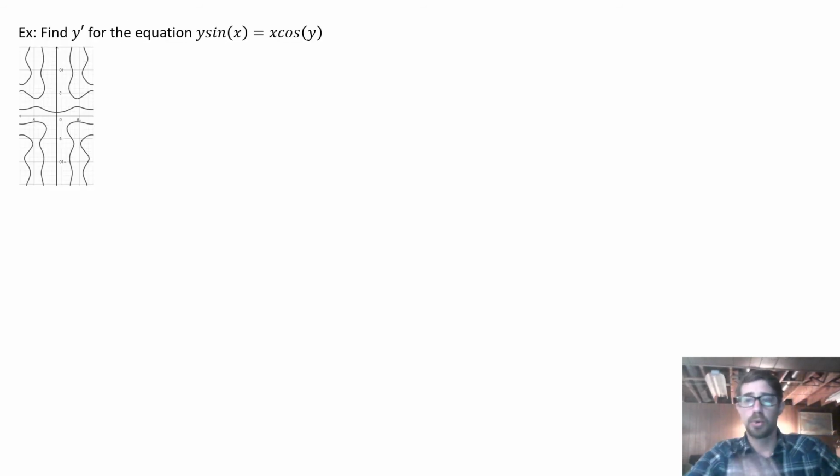Okay, let's do the third one. It looks crazy, but really the math is going to shake out in exactly the same way as the previous one did. So the left-hand side is y times sine of x. Both those things are functions. We're going to have to use the product rule. The right-hand side is x times cosine of y. Both those things are functions. We're going to have to use the product rule.